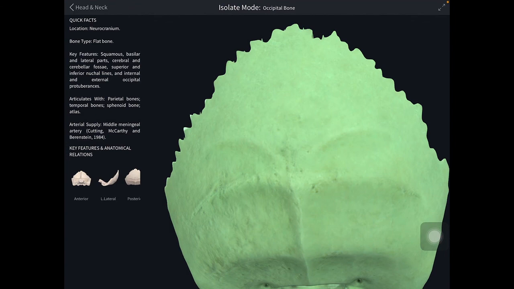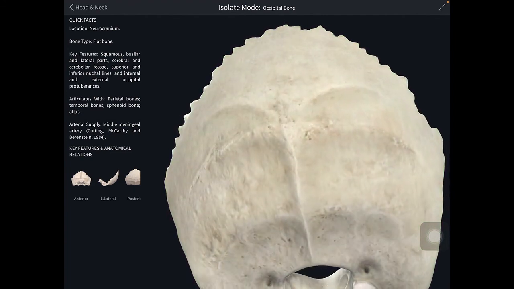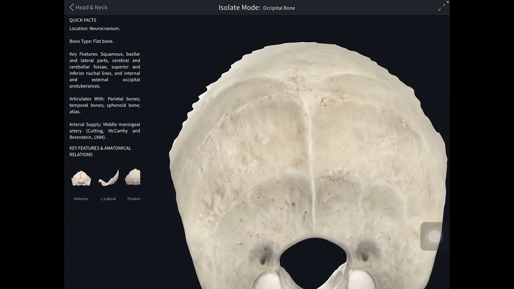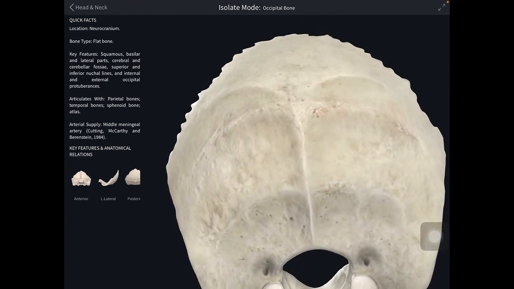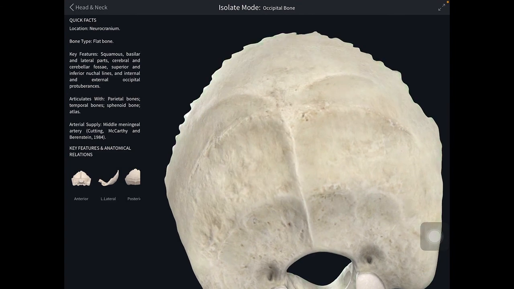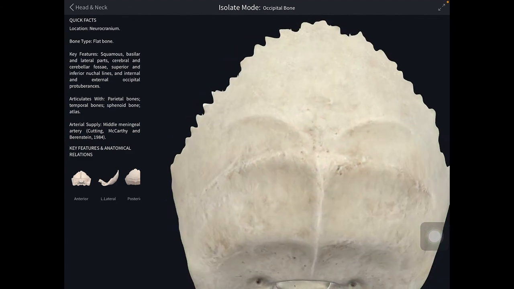A median ridge known as external occipital crest extends downward from the inion to the foramen magnum. So this is the external occipital crest running from the inion to the foramen magnum. It gives upper attachment to the ligamentum nuchae. So ligamentum nuchae is the ligament connecting the spines of the cervical vertebrae. So that is attached to this external occipital crest.